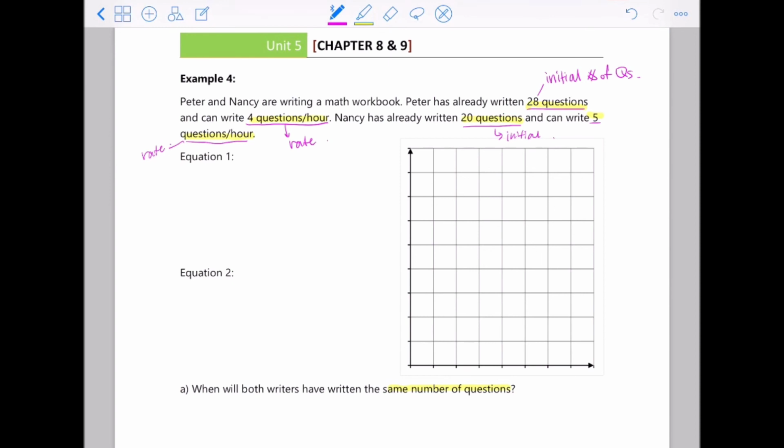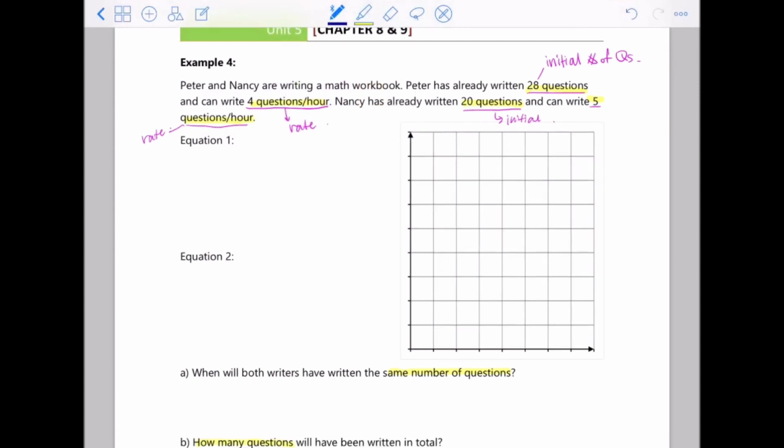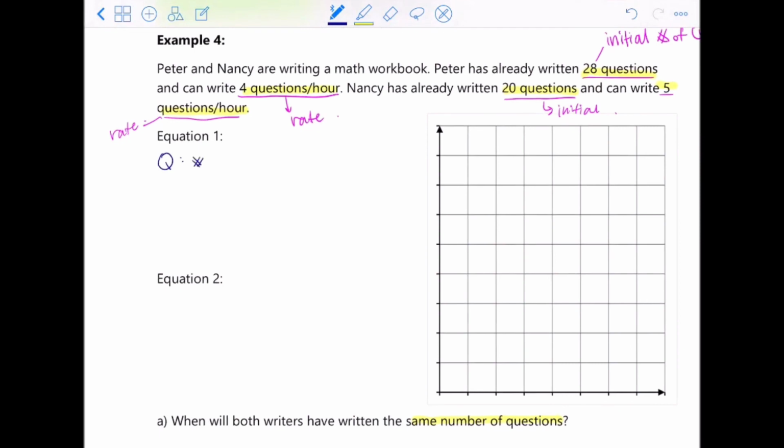So I will set up the equation now. Essentially we're looking for how many questions will have been written in total when the time arrives when they have the same number of questions. So we first need a variable. Let's name Q as the number of questions, because we're looking for how many questions there are, like the same number of questions. So we need to know the number. So we're going to label that as Q. And T for time.